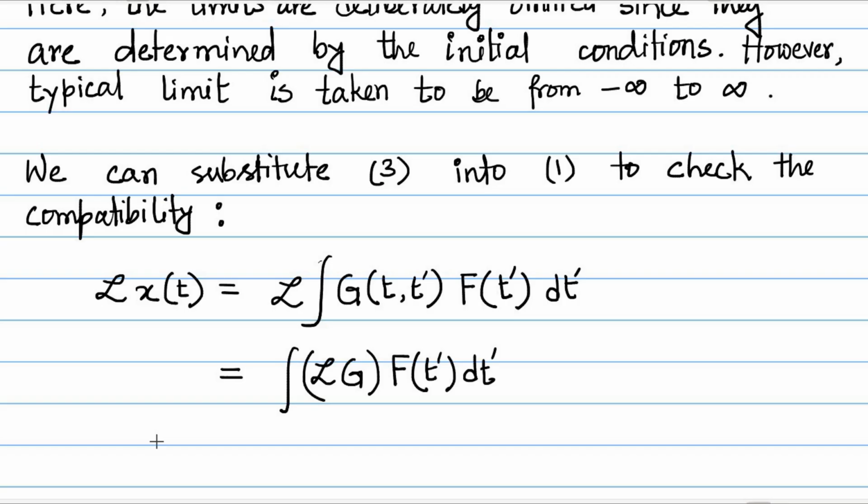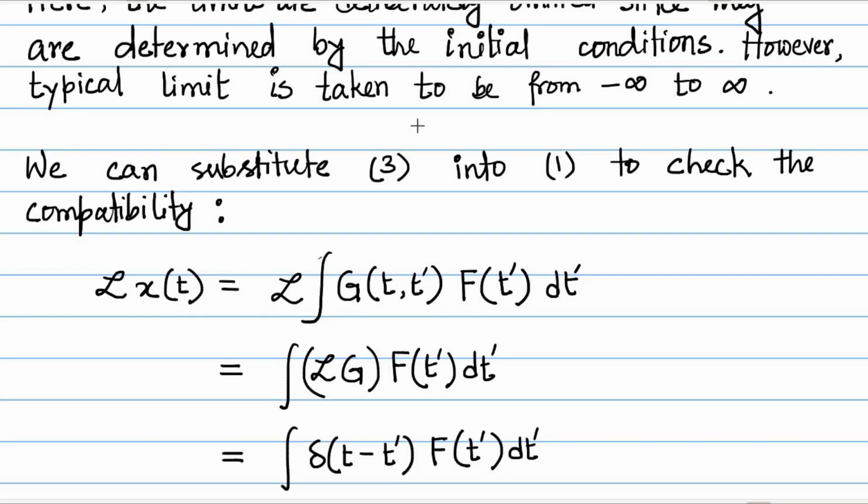So instead of x of t, we substitute the integral of g multiplied with f, and then being integrated over t prime. And we know that L is an operator, a differential operator that acts with respect to t, not t prime. So that gets inserted into the differential equation because the integral is over t prime. And as we can see here, L acting on g, according to the definition of the Green's function, should simply produce the Dirac delta function.